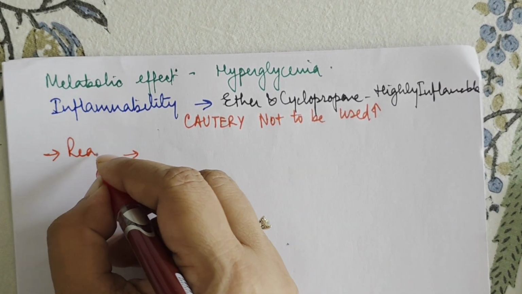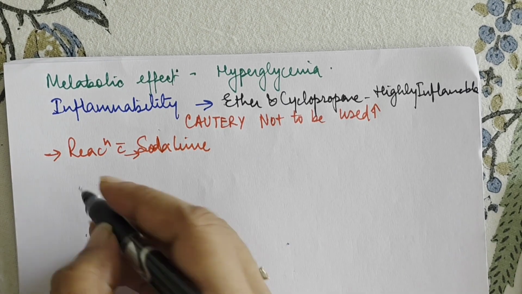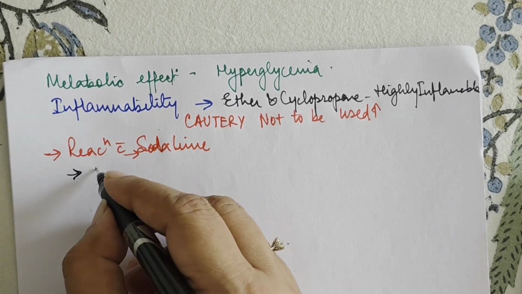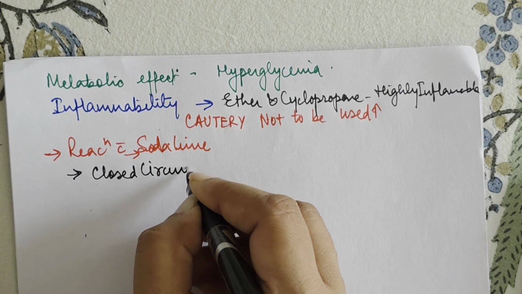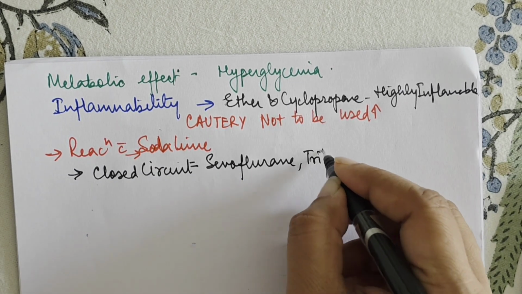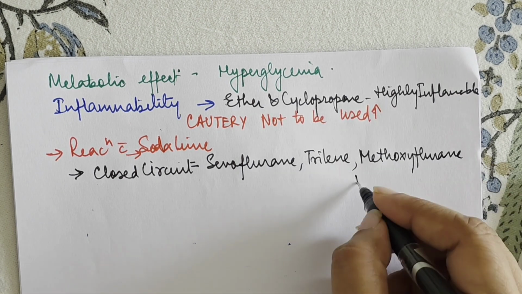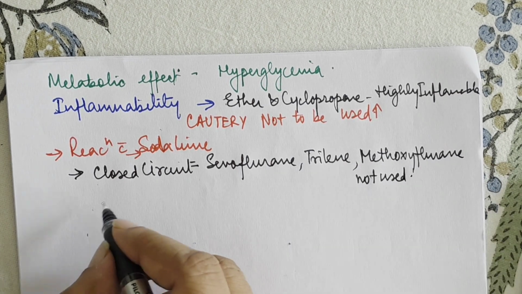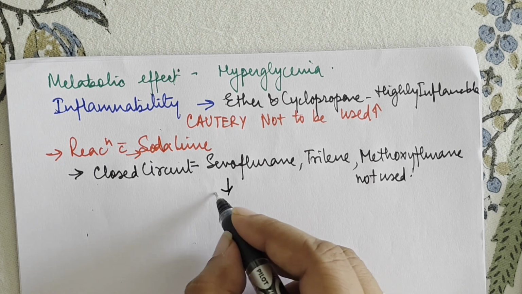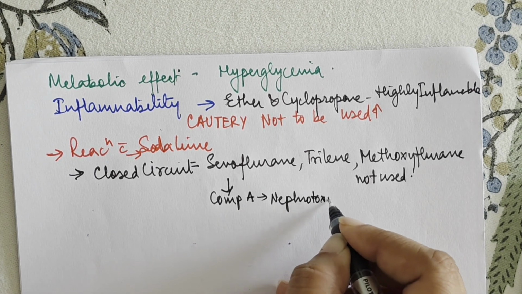Second is reaction with soda lime. Soda lime, these gases pass through it. So there are reactions. Now in a closed circuit where soda lime is being used, sevoflurane, trilene and methoxyflurane should not be used. Sevoflurane reacts and produces compound A, which is nephrotoxic, right?